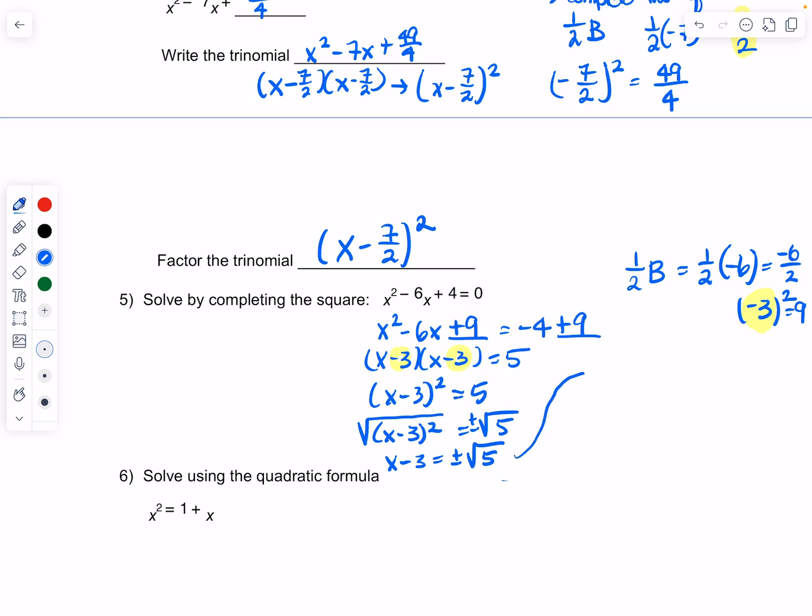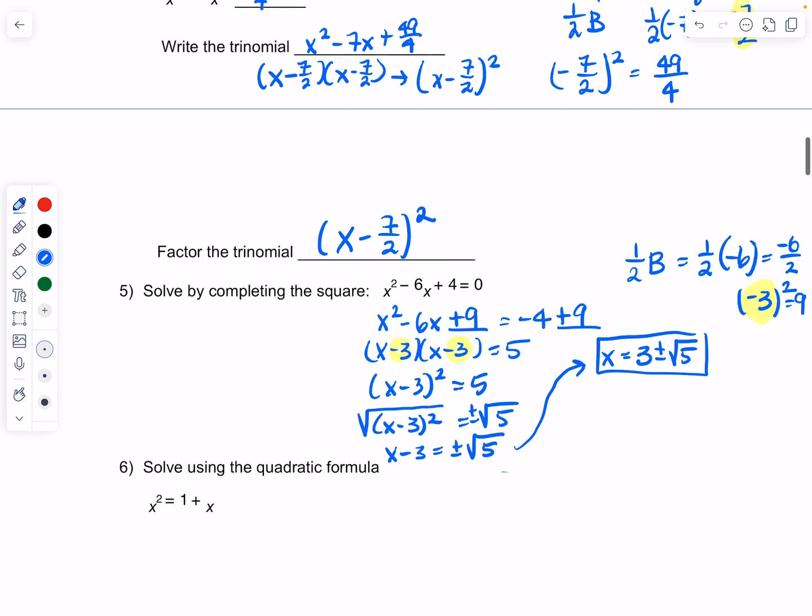Okay, so my answer is going to be x equals, I'm going to move the 3 to the other side, so 3 plus or minus the square root of 5. So I get two answers, 3 plus square root of 5 and 3 minus the square root of 5. Okay, that's number 5. All right, let's look at number 6.